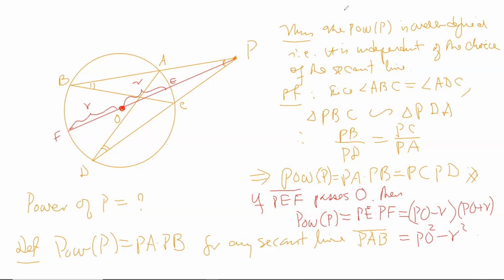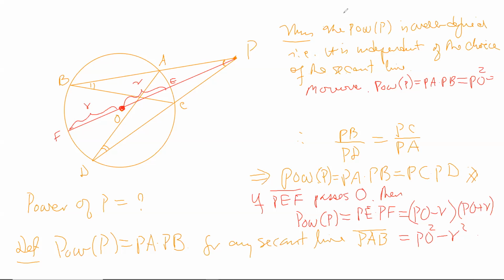Yeah. So we do have a second part of the theorem. That is, moreover, the power of P is equal to PA times PB. And it's also equal to PO square minus R square. Agree? Agree? So this is the second part of the theorem.